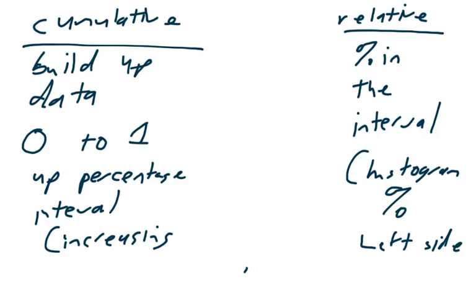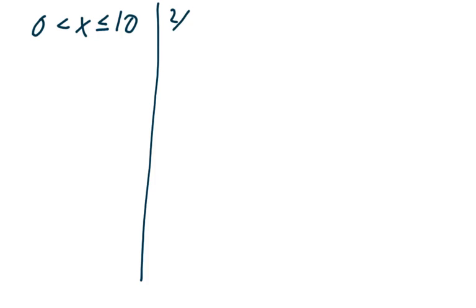Taking a look at example number 1, we have a cumulative and a relative frequency graph. I'm going to first do the relative. I put all of the numbers in my calculator and sorted them from lowest to highest. We go from 0 to 10. I count that there were 2 out of 49 in this column, which gives me a percentage of 0.04.